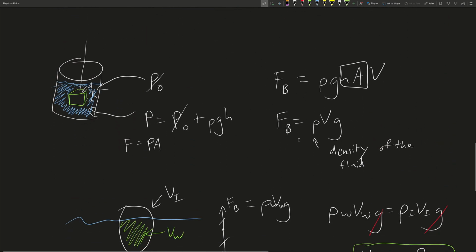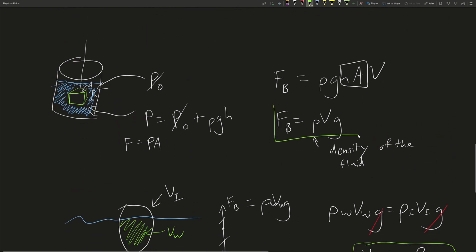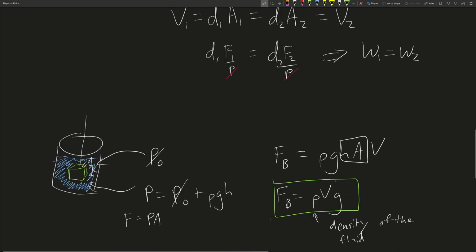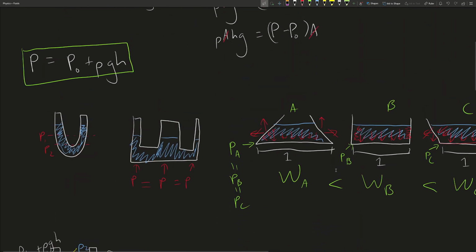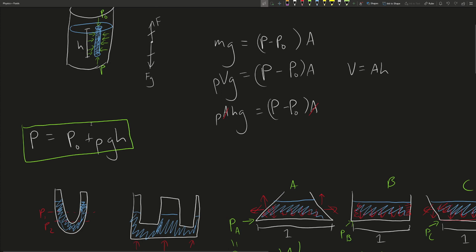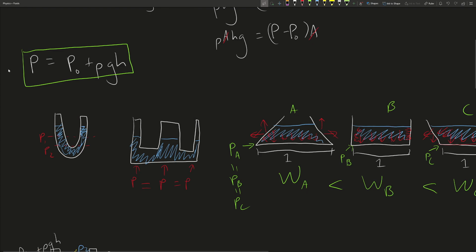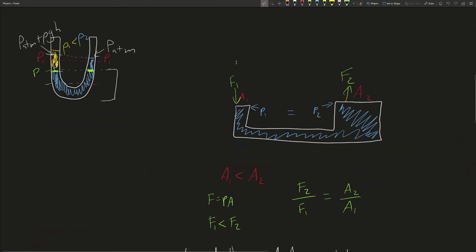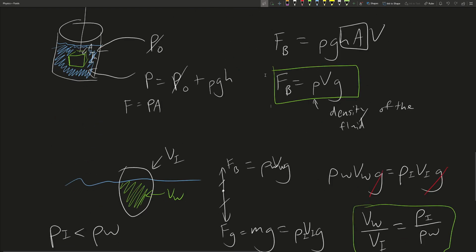So the most important equations that you need to know for fluids in static situations are the static pressure for fluids, where the pressure is equal to the initial pressure plus rho gh, and the buoyant force exerted on an object by a fluid, which is equal to rho vg, where rho is the density of the fluid and v is the volume of the displaced fluid.